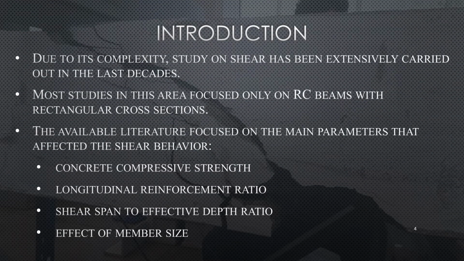Due to its complexity, study on shear has been extensively carried out in the last decades. Most studies in this area have focused only on reinforced concrete beams with rectangular cross-sections, but not T or L sections. The available literature focused on main parameters that affect the shear capacity, such as the concrete compressive strength, longitudinal reinforcement ratio, shear span to depth ratio, effective member size. However, very few studies investigated the effect of the size of T sections and the flange contribution to shear capacity.